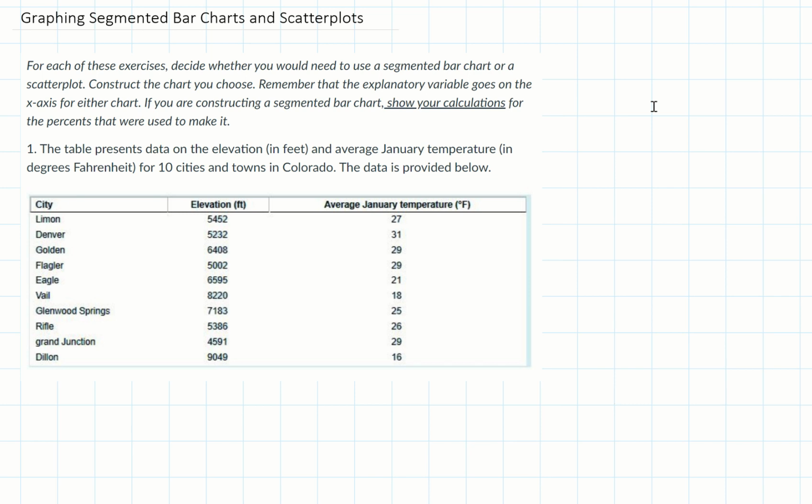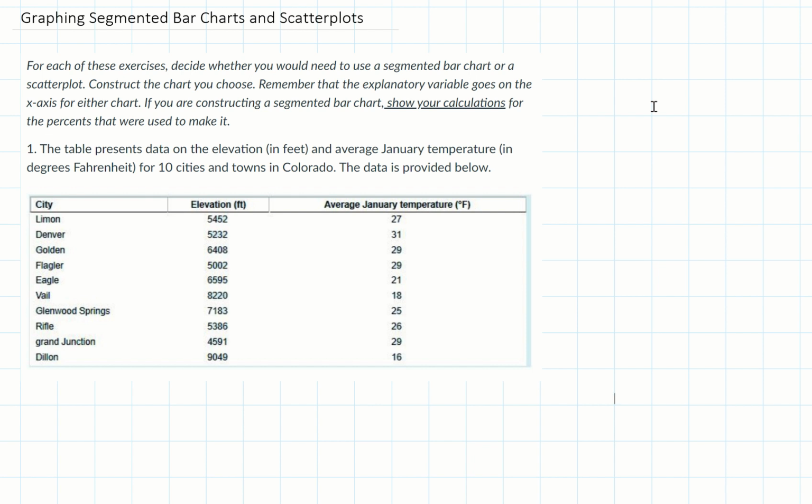Hello class, welcome to this video. We're covering segmented bar charts and scatterplots, essentially lessons 3.1 and 3.2. We're going to actually do the graphs and make sure you get some practice in doing these graphs so you can get a feel for how they work and how to interpret them and so on.